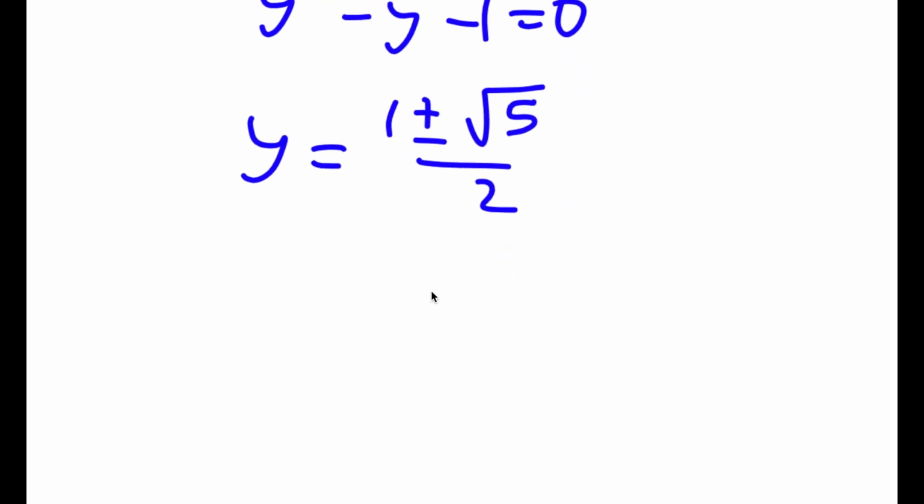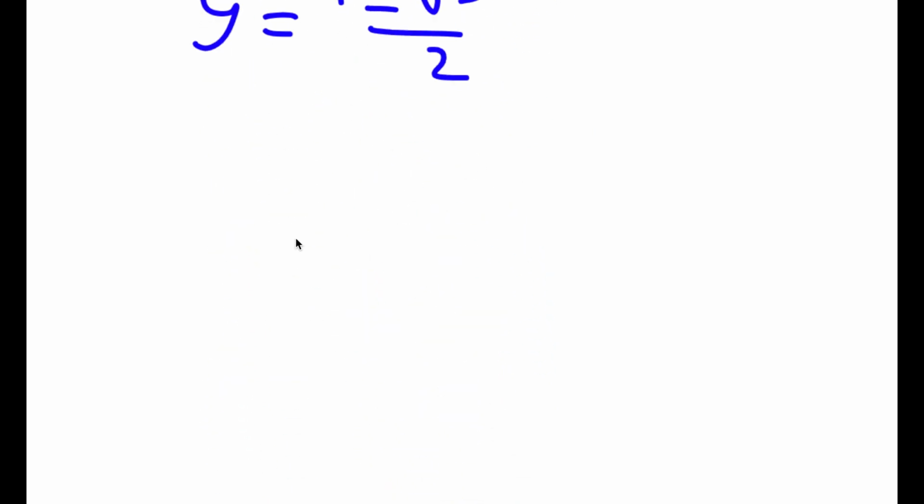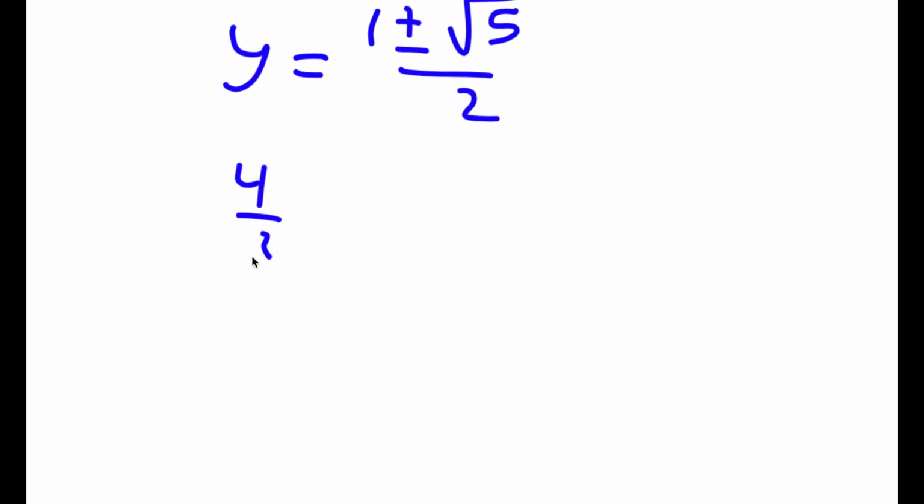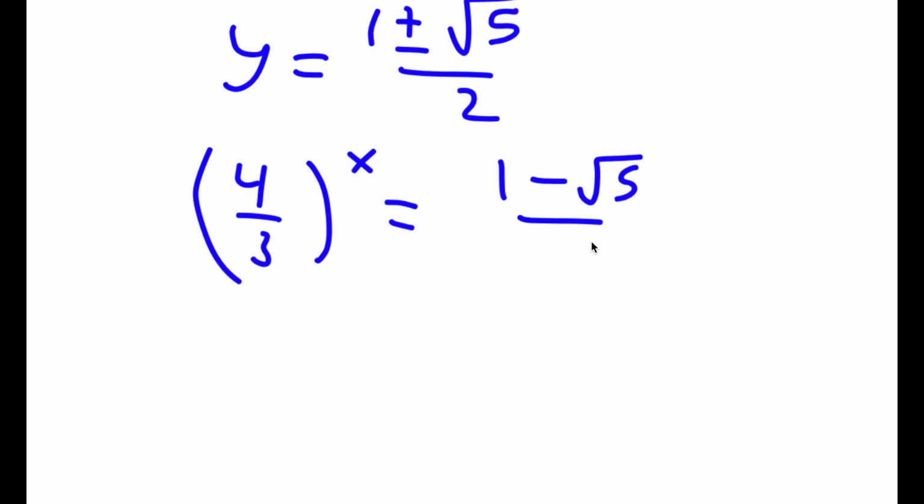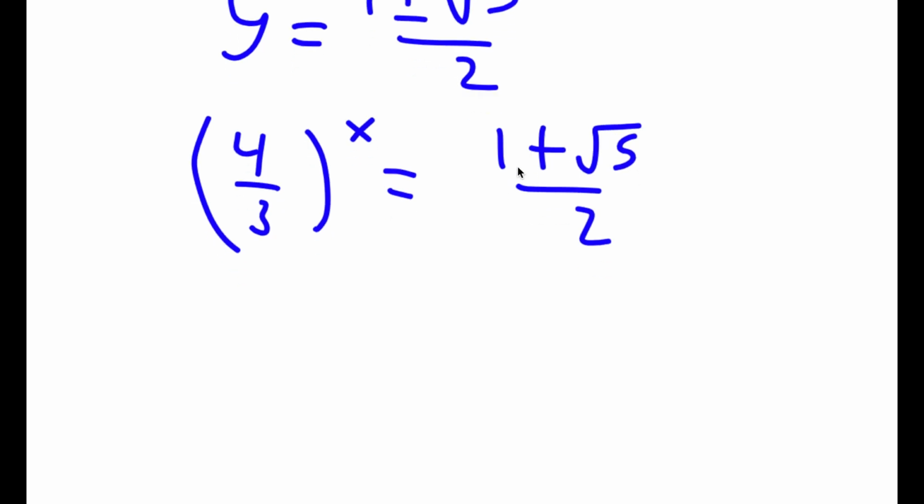Now remember how we let y equal (4 over 3) to the power of x. So we have (4 over 3) to the power of x is equal to (1 plus the square root of 5) over 2, or (1 minus the square root of 5) over 2. And 1 minus the square root of 5, that's going to be a negative number, and you can't take the power of a positive number and make it negative, meaning the only solution for y that works is (1 plus the square root of 5) over 2.